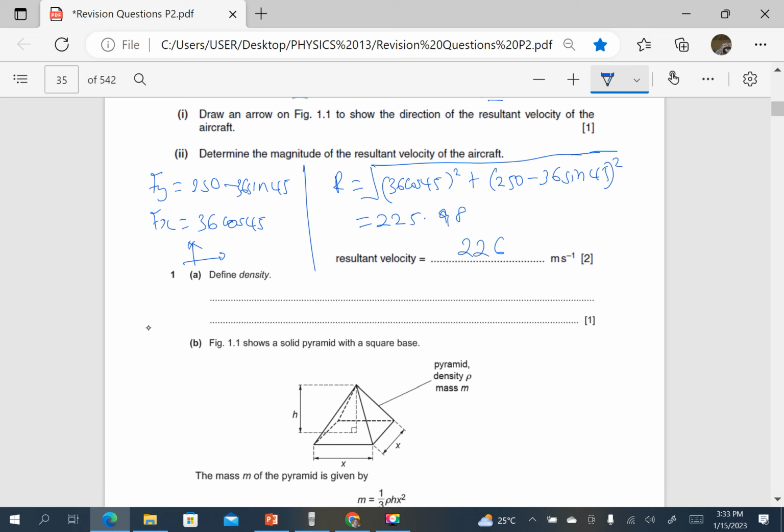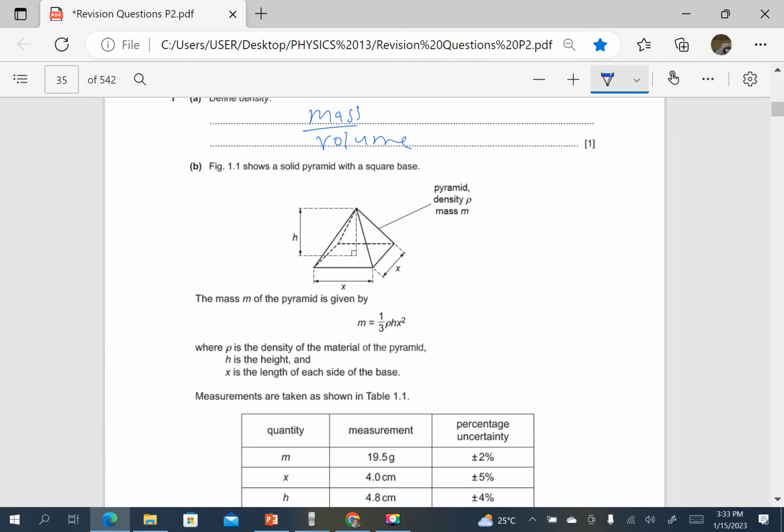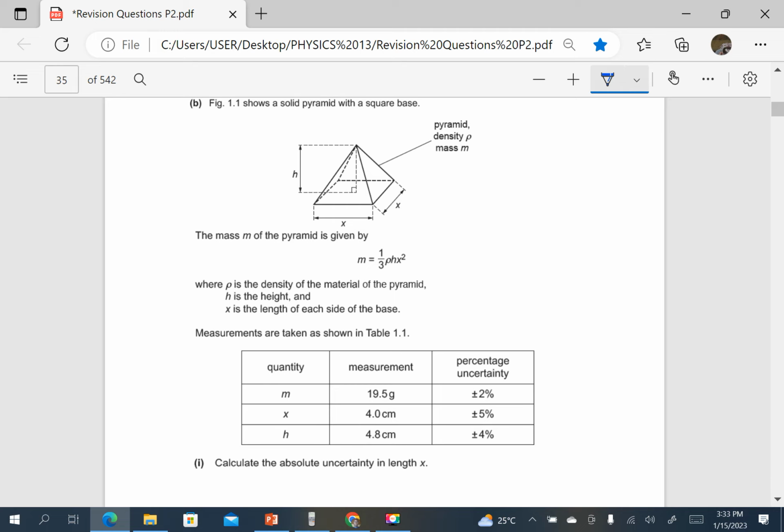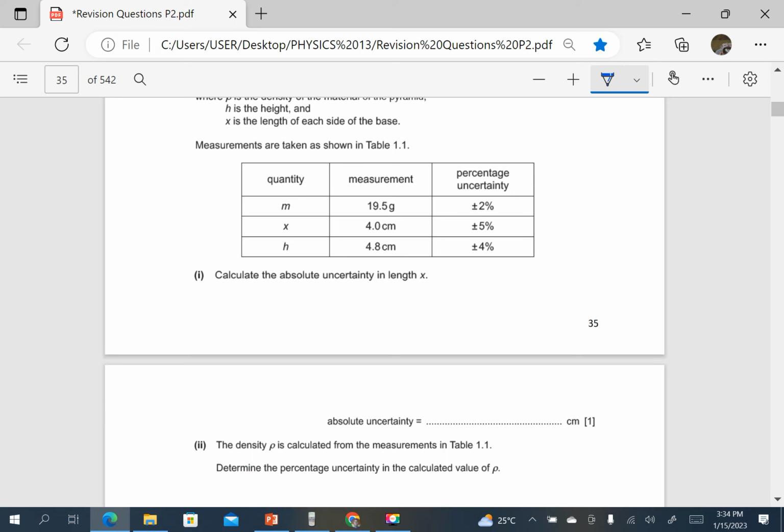Define density. Density is mass over volume. The figure shows a solid pyramid with a square base. So they have given us density, the height. They have given us x, that is the length of each side of the base. Measurements are taken as shown in the table. So the values are shown there. They are not in SI units. Calculate the absolute uncertainty in x.